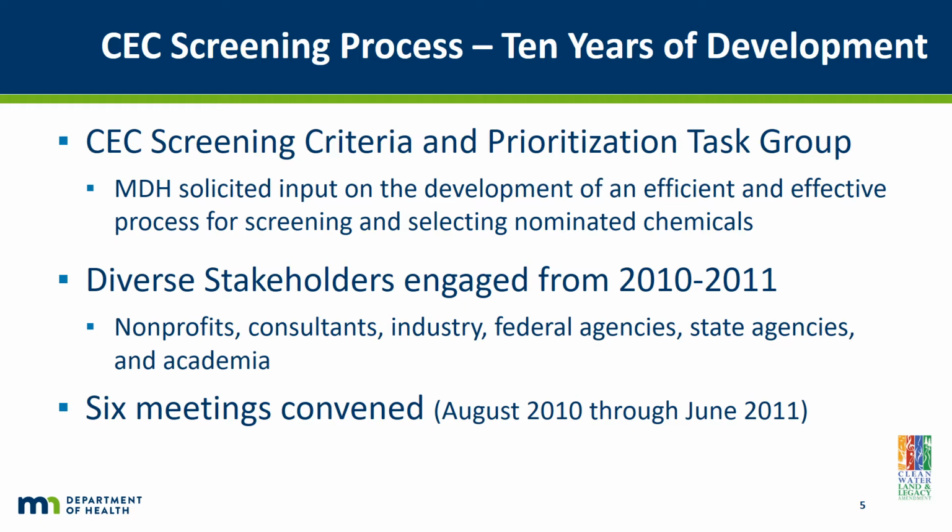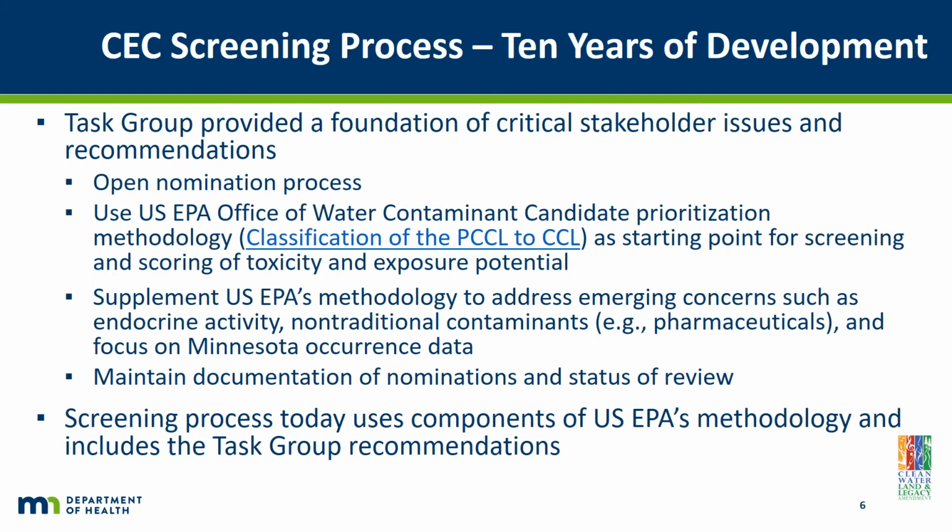Representatives of a wide variety of stakeholders and experts from academia were invited to participate. Ultimately, the task group had members from several nonprofits, a couple of environmental consultants. Industry was represented by a toxicologist and environmental lawyer that was identified by the Minnesota Chamber of Commerce, federal agencies such as the United States Geological Survey, several state agencies, and experts from St. Cloud State, the University of St. Thomas, and the University of Minnesota. The task group met 6 times over the course of 10 months. Task group members identified key issues of importance and made recommendations to MDH to develop an inclusive and transparent process.